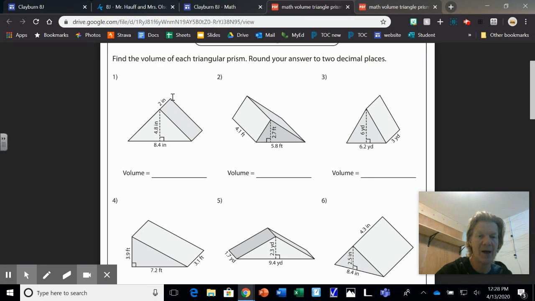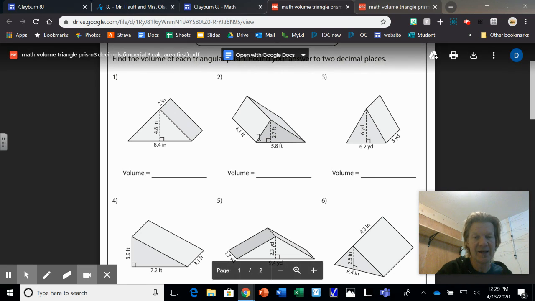And then I multiply it by the depth of it, the length of it, whatever we want to call this. So multiply that by 2 inches. And I typed in the wrong thing. So let me do that again. 8.4 times 4.8 divided by 2. And then we're going to times it by 2. So I get 40.32 inches cubed for that one.